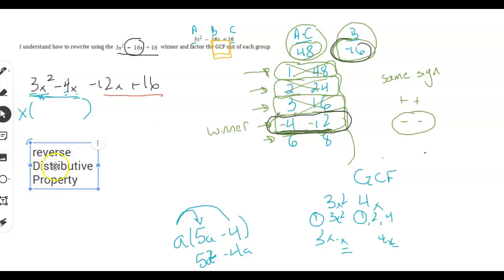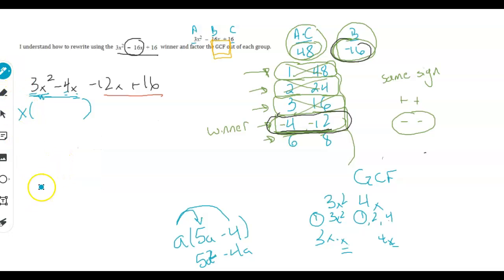Here's what's happening inside of my head. X times something is supposed to be the same thing as 3x squared minus 4x. So the question is, what was inside of here? X times something gave me this. X times something gave me this. That's what I'm trying to figure out. So x times something giving me this means this had to be a 3x. So I know that's 3x. X times something gave me this, so x times that would be negative 4. X times negative 4 would give me this. So I know that's negative 4.